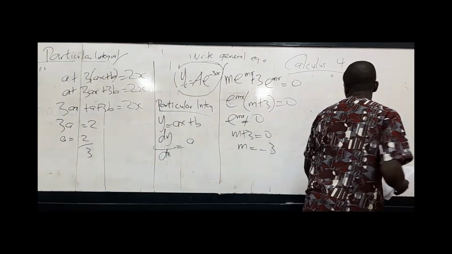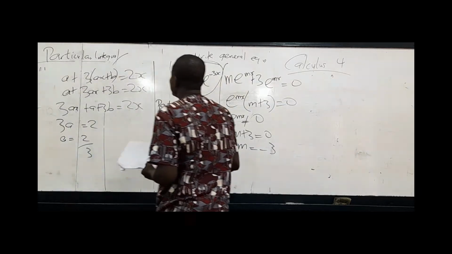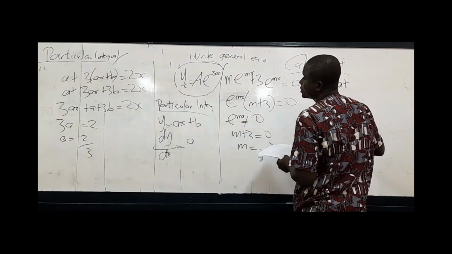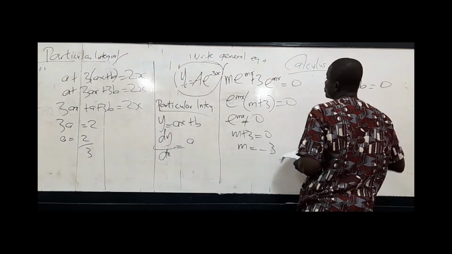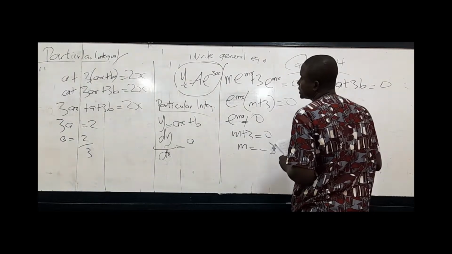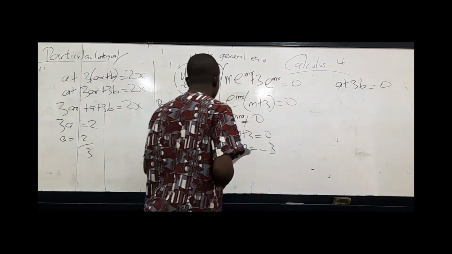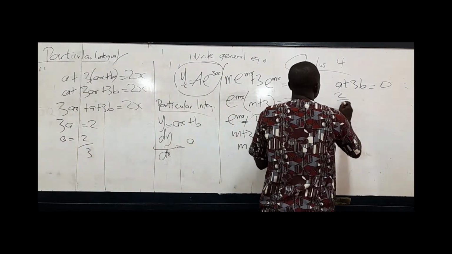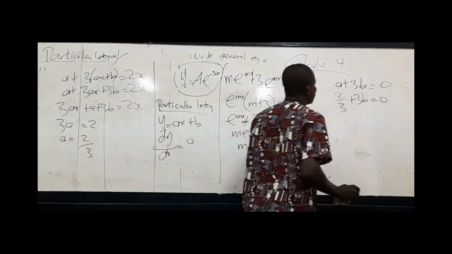Now, you want to compare the other ones which are not bearing x. And what are they? We have a plus 3b is equal to 0. Is that right? Yes, a plus 3b is equal to 0. They are not bearing any x. And we know a to be 2/3, plus 3b is equal to 0.